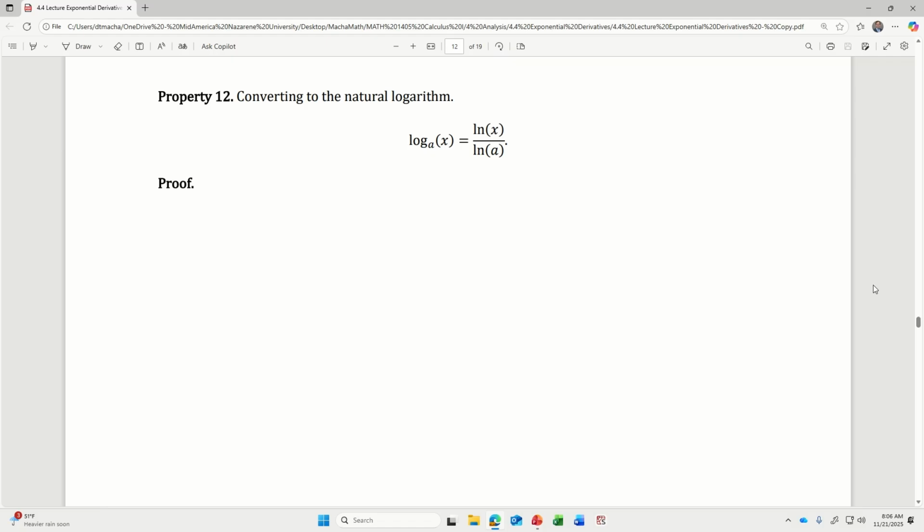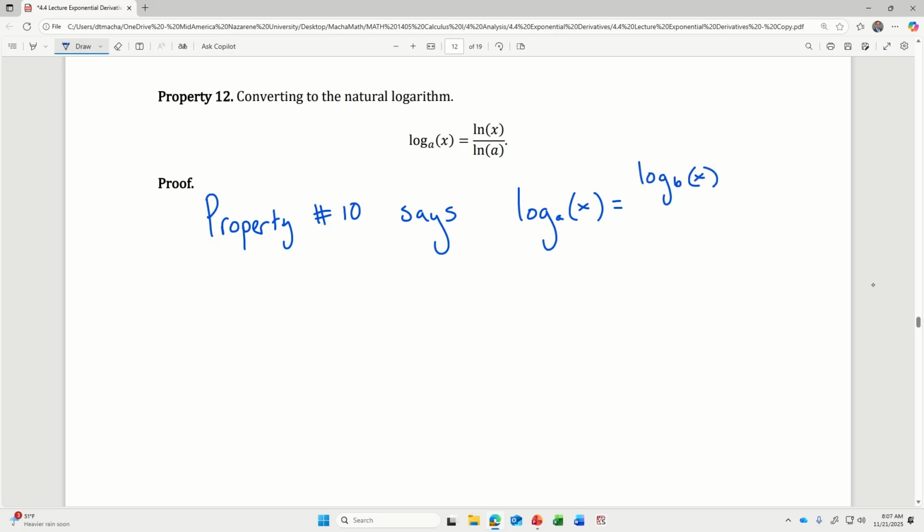Property number 12 says, now if I want to convert to the natural logarithm, that means I have a logarithm with any base and I want to convert that to a natural logarithm. This is the formula I would use. And this is a really simple proof because property number 10, which we've already proved, says the logarithm base a of x is equal to the logarithm base b of x divided by the logarithm base b of a.